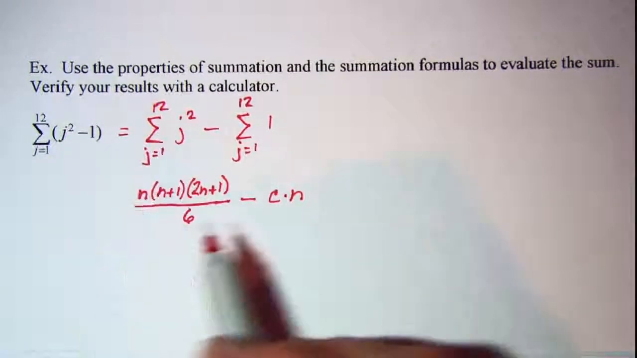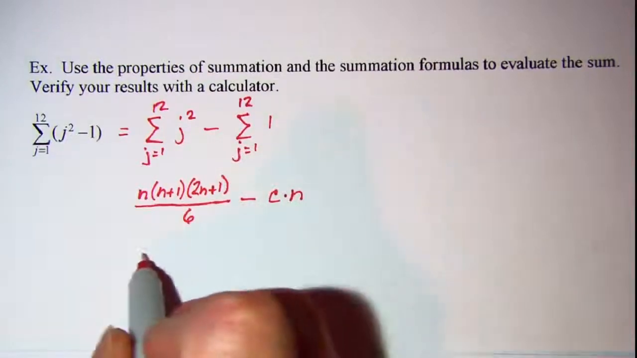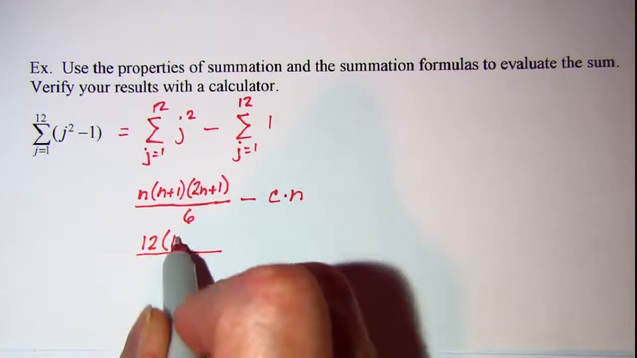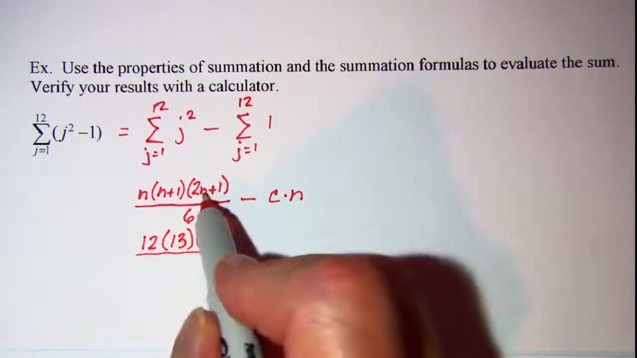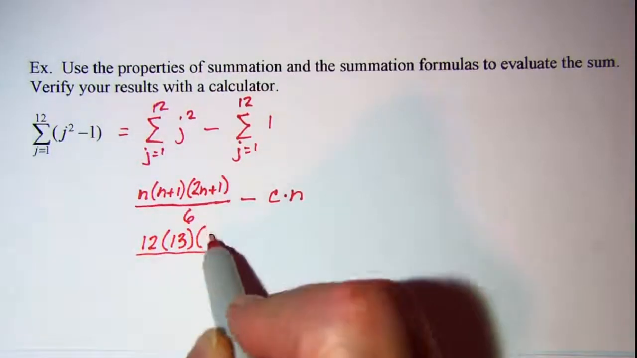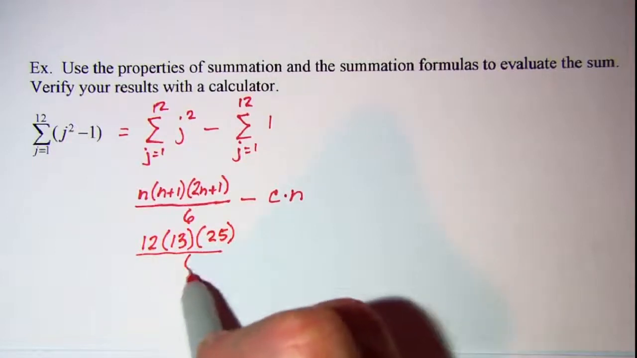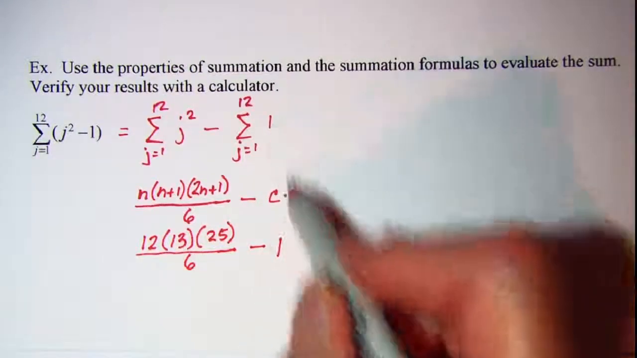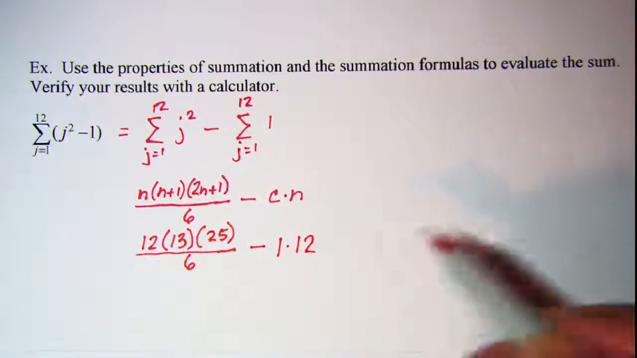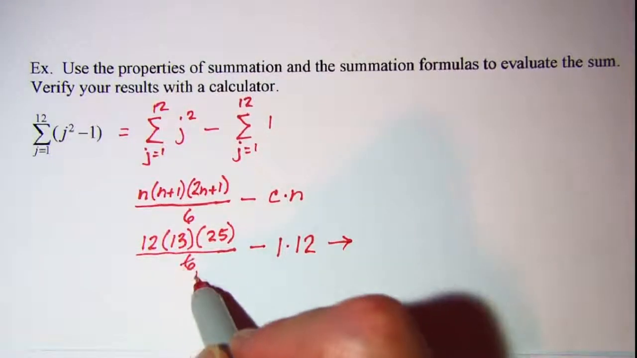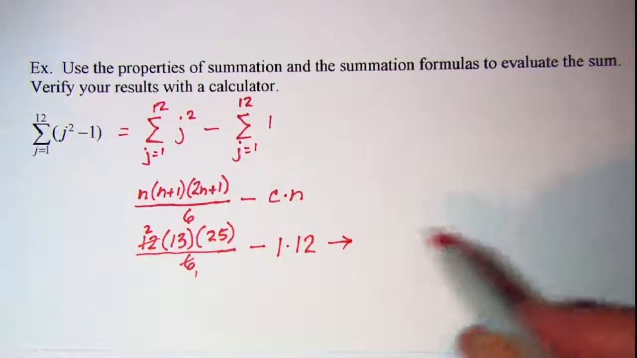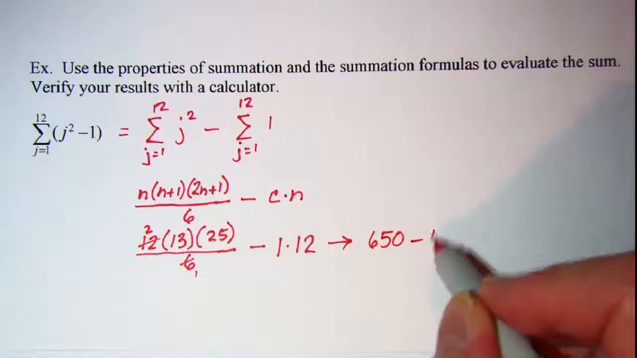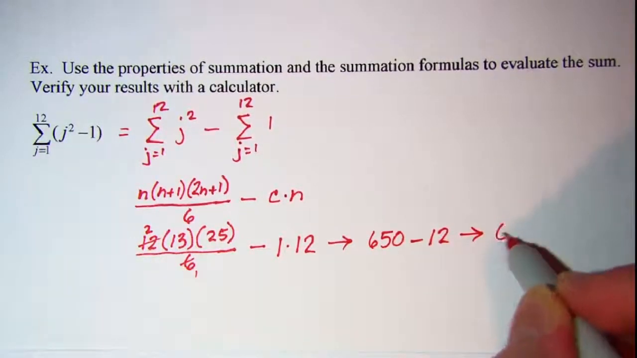So our n is 12. So the first part of this is going to be 12 times 12 plus 1, which is 13, times 2 times 12 is 24, plus 1 is 25, and then divided by 6, minus, and then my c is 1, and times 12. This is 650, subtract 12, which is 638.